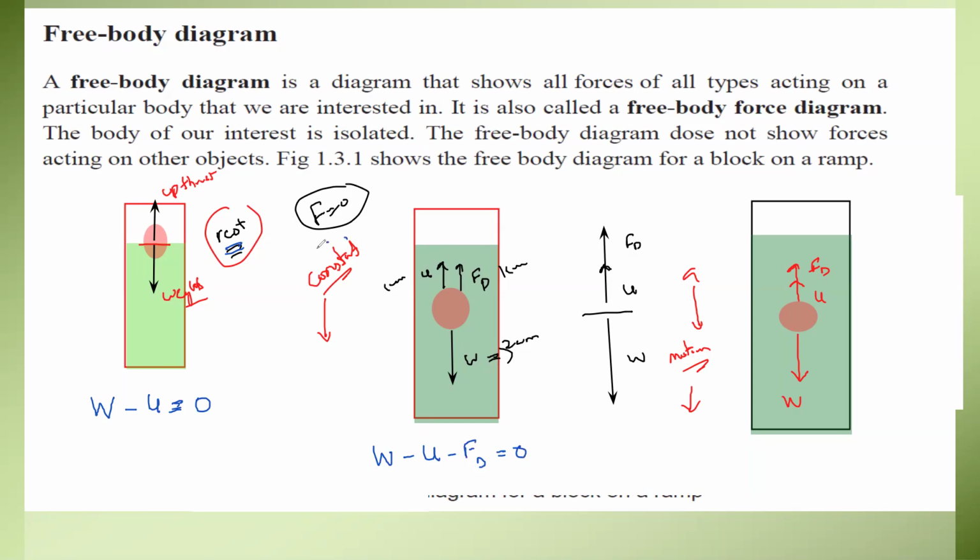Why is the result 0? Because the object is moving at a constant speed. So whenever the speed is constant or the object is at rest, according to Newton's first law, the resultant force must be 0. But what about the equation for the third example? As this object is accelerating downward, which is the greater force? Weight is greater. So we can say weight minus the upthrust minus the viscous drag or the drag force should be equal to ma. Why did we write ma? Because according to Newton's second law, the resultant force is always equal to the product of mass times acceleration.